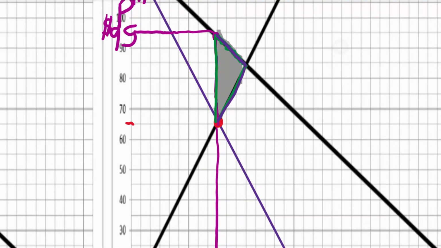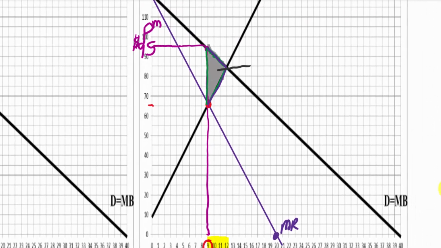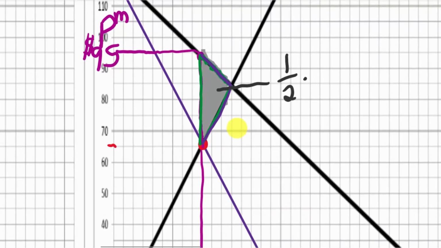Now let's calculate the area of this deadweight loss, because that's pretty easy to do. This triangle here, it's a triangle, 1/2 times the base. And I think about the base as being this side over here. So the base is just going to be the difference between the price, $95, and that marginal cost down there, $65. So 95 minus $65. That base right there is about 30.